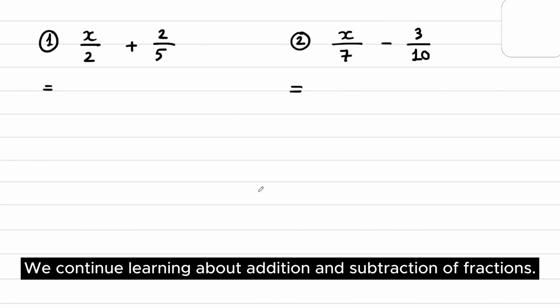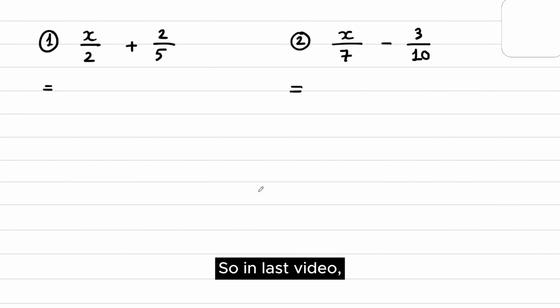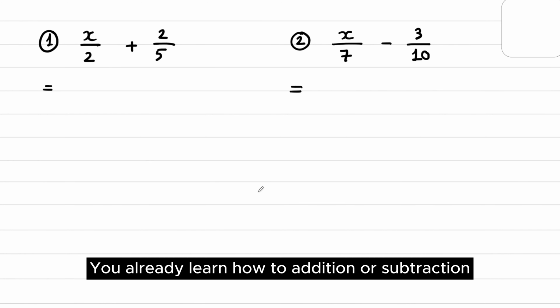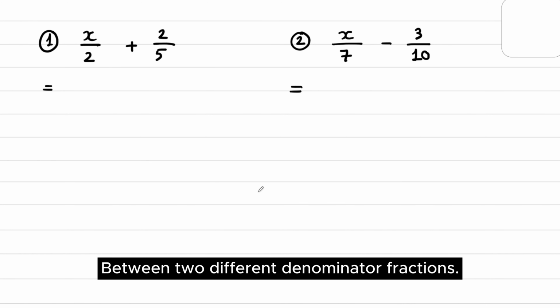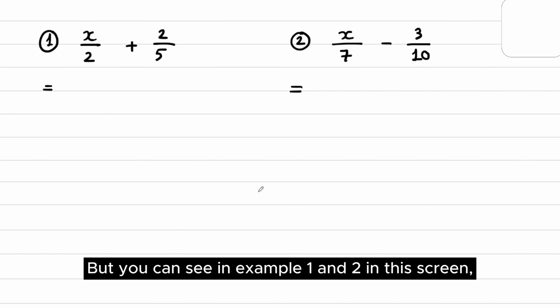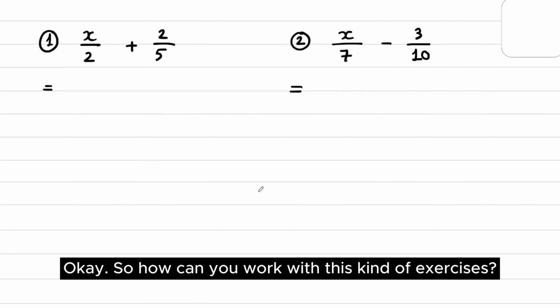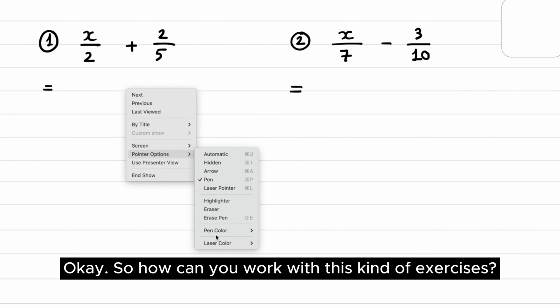In this video, we continue learning about addition and subtraction of fractions, but in this one, I will give you a variable in the expression. In the last video, you already learned how to add or subtract two fractions with different denominators. For this one, we continue with that, but you can see in examples 1 and 2 on this screen, we have x in the denominator. So how can you work with this kind of exercise?